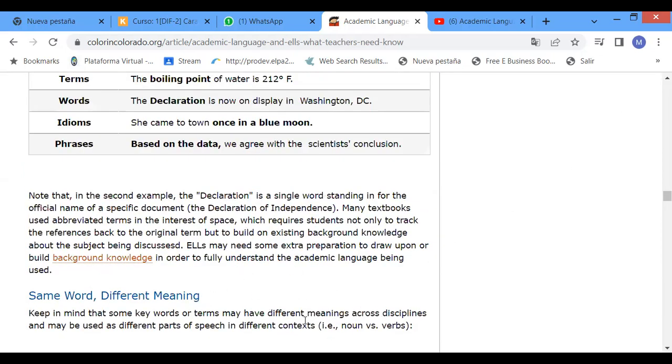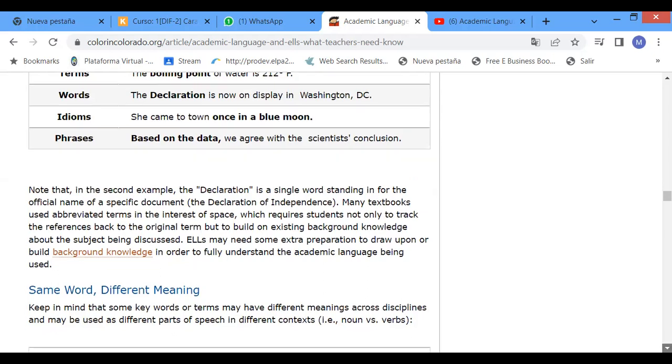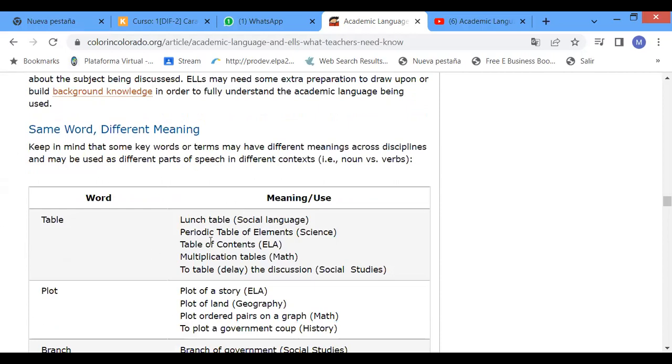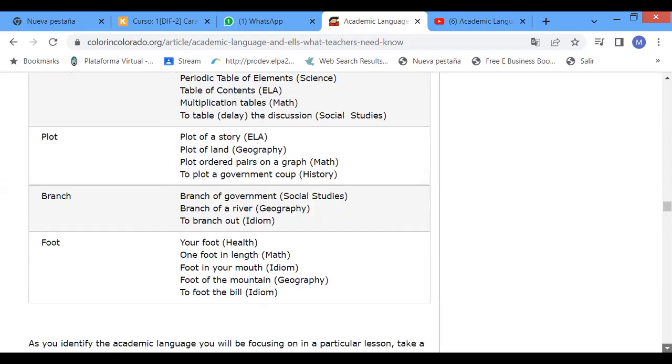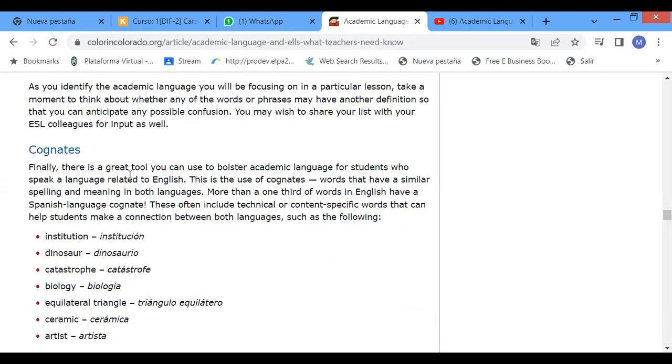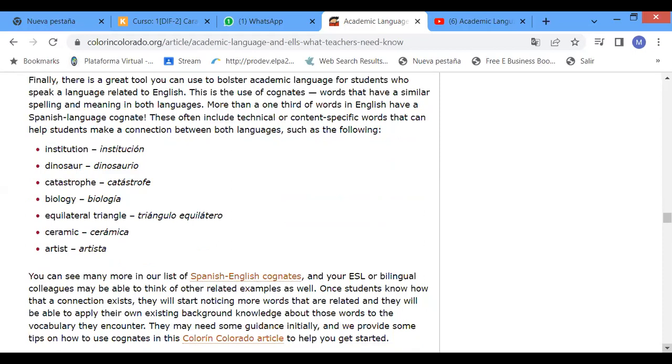Later we're going to talk about homophones. Same word, different meaning. When you teach academic language, you have to keep this in mind: to teach the words and the different meanings or uses of those words. We have some examples there. Cognates also. This is also very important, that you can teach your students about cognates.